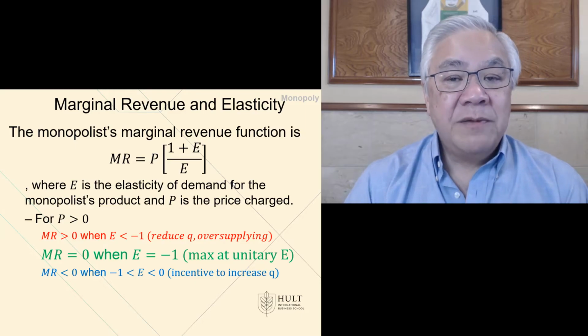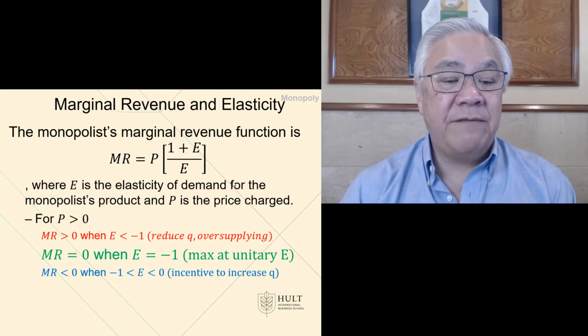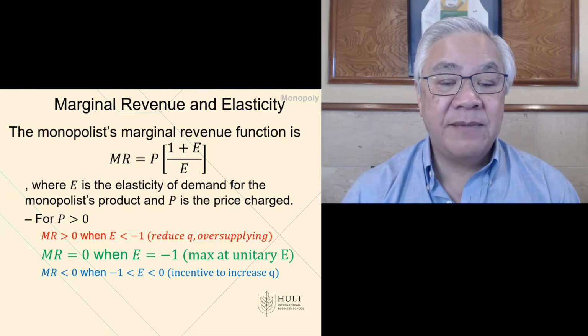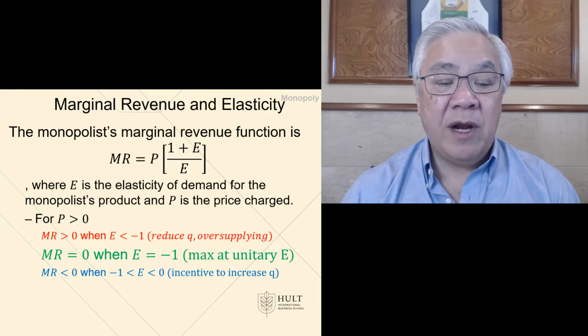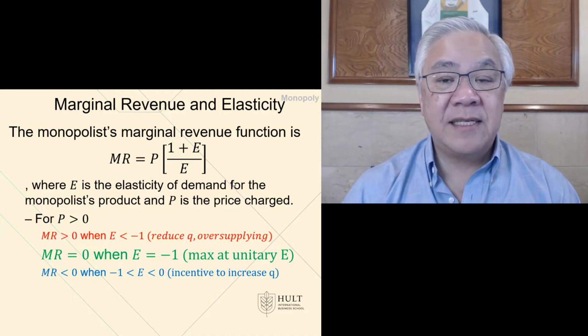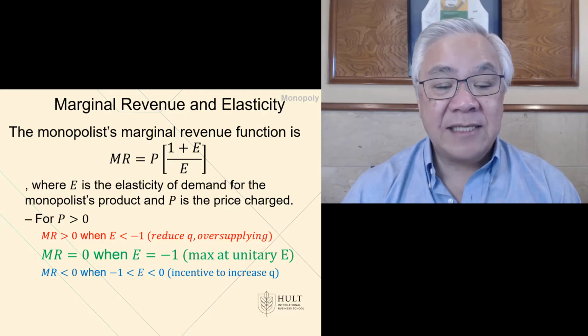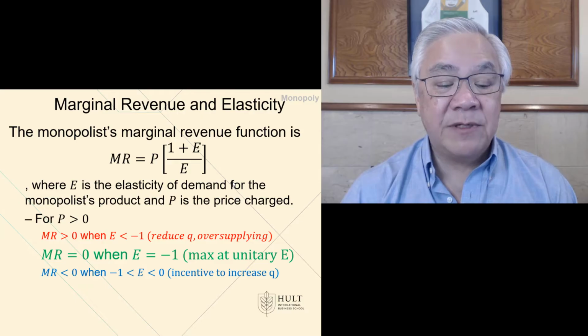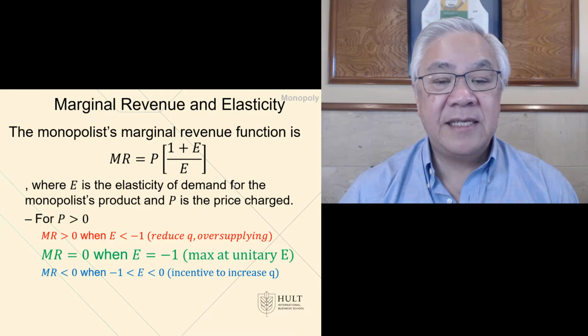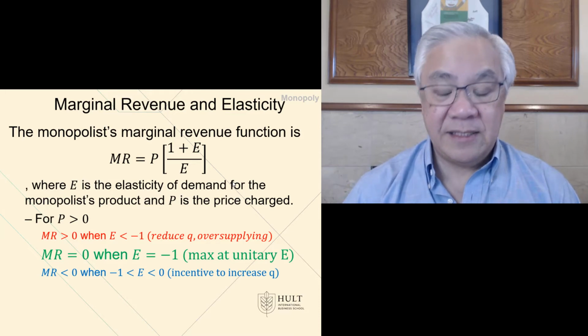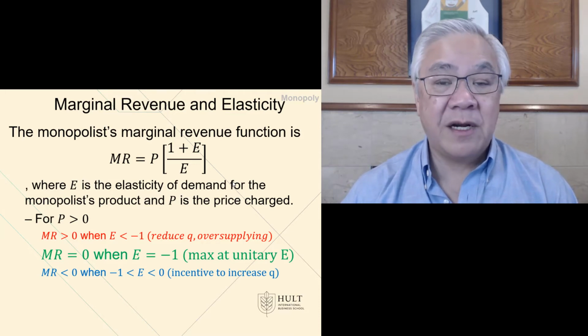We also recall elasticity. So marginal revenue is equal to price times 1 plus elasticity over elasticity. And where the marginal revenue is greater than 0, then we're elastic, and where the marginal revenue is equal to 0, we're unitary, and then where marginal revenue is less than 0, that is where the elasticity is between -1 and 0, and we have incentive to increase quantity.